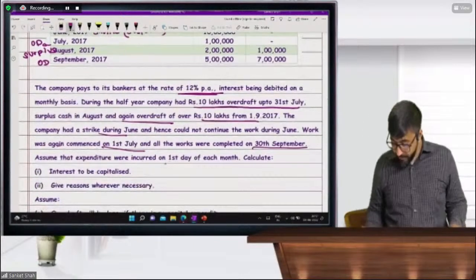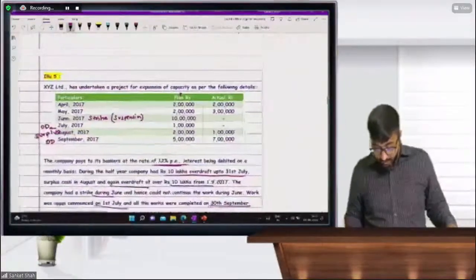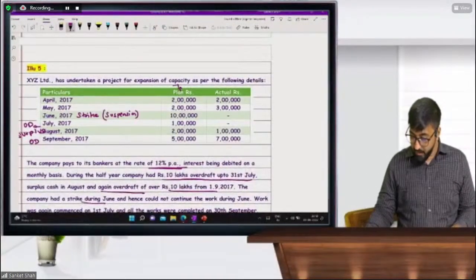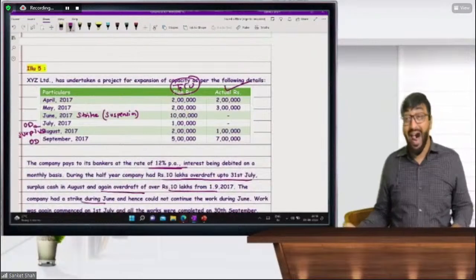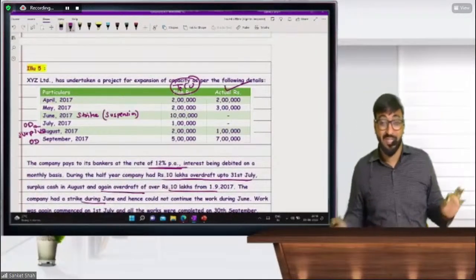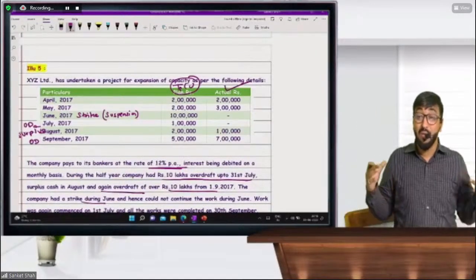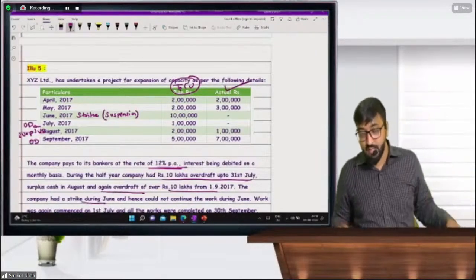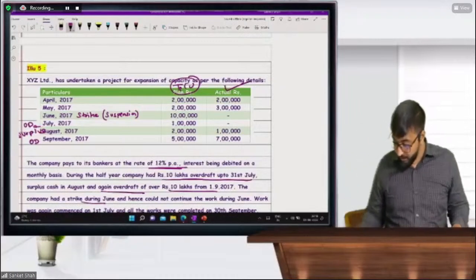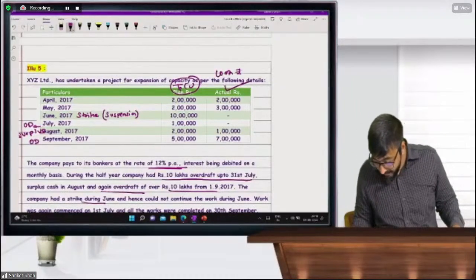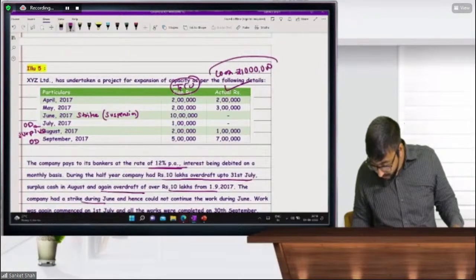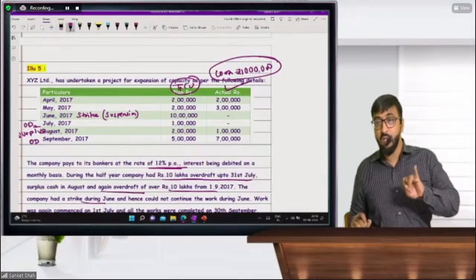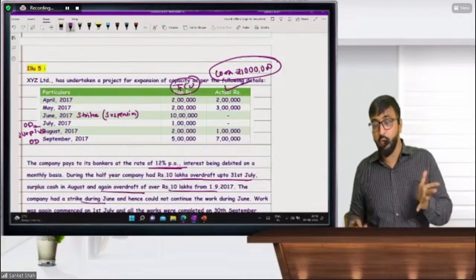Assume expenditure incurred on the first day. What is the interest to be capitalized? First thing, the plan is to confuse us. We will see actual expenditure incurred. I say it's trying to give you a big question, but the answer is very easy, beta. We will focus on actual expenditure, and the loan amount is rupees 10 lakhs. Maximum loan is 10 lakhs. So restrict your loan. So actual expenditure or borrowing, whichever is lower, you are going to consider.